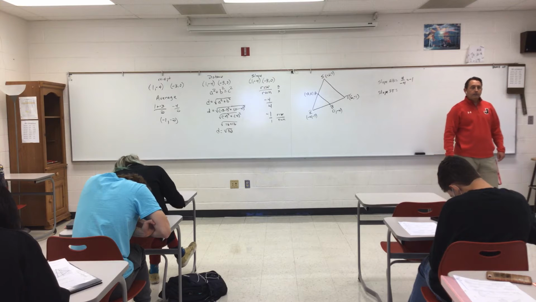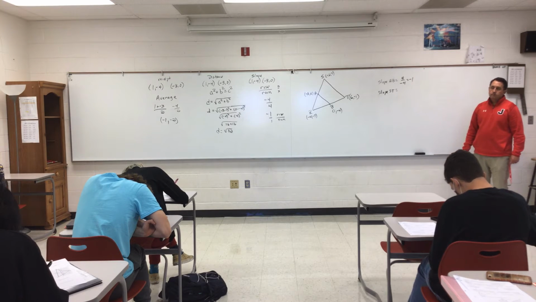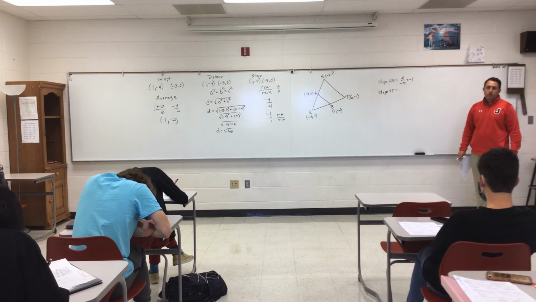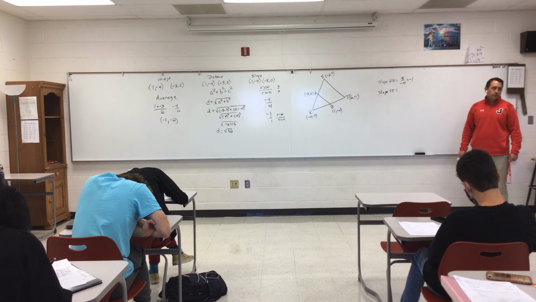Does everybody agree that you'd have to go down 4, over 4? So down 4, right 4, or you could go up 4, left 4. Either way, it's 4 over -4 somehow, which is -1.